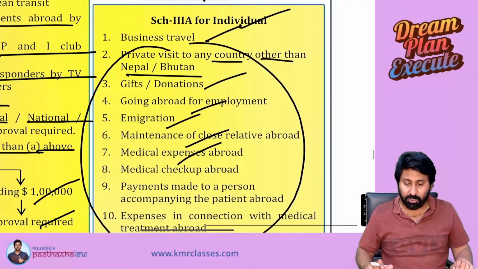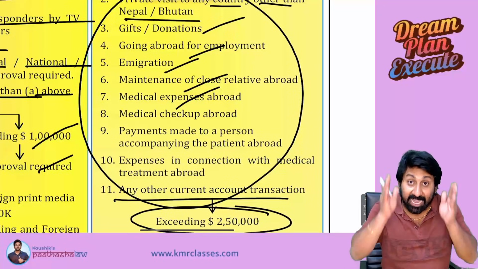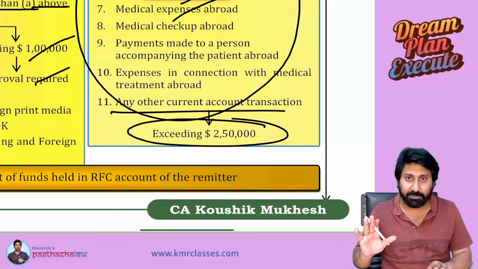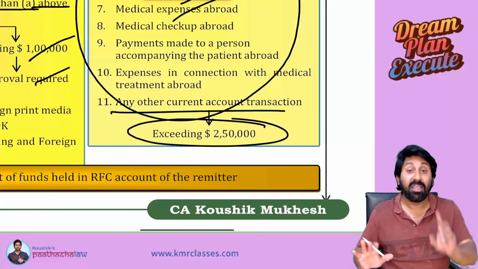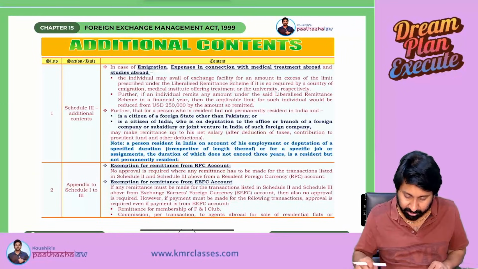Okay. So now a question. So sir, in all these cases, aggregate in one financial year up to 2,50,000, no permission. Exceeding 2,50,000, permission of RBI required. Yes sir, correct. But there are some exceptions to this. Listen carefully. The exception I wanted to discuss. See here.